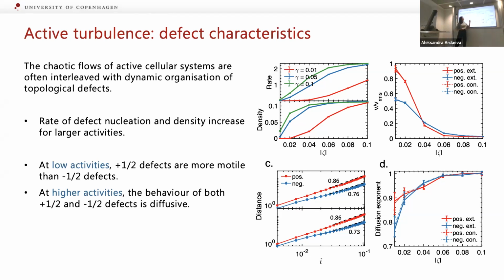But as we increase the activities in our model, we no longer see the difference. If we measure the diffusion exponent, actually both defect types become diffusive, which is observed in some experiments, but not in many. So this was an interesting difference between our model and the continuum.